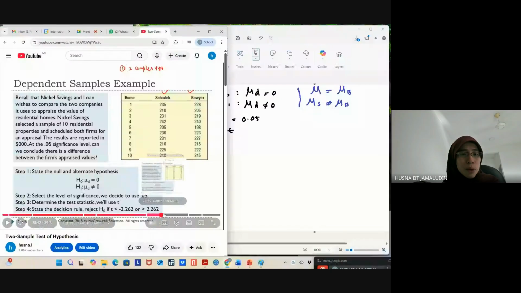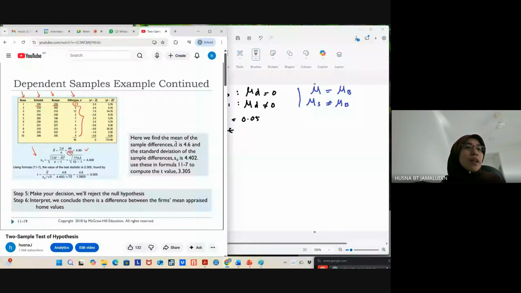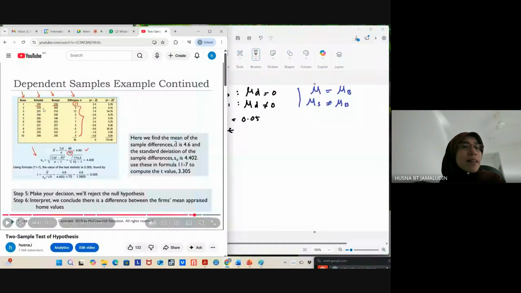Okay, so let's just go to how to compute the t. You're going to have a long working. So you have the home, you have the valuation for Shadek and Boyer, and remember you are talking about the difference. So how to find the difference? The difference is the first one minus the second one. You can have Shadek minus Boyer. The difference is 7. So take the first company minus the second company and you get the difference. The difference is just like your observation. To find the mean difference, remember you have to compute d bar. So the same thing, how to find the mean?